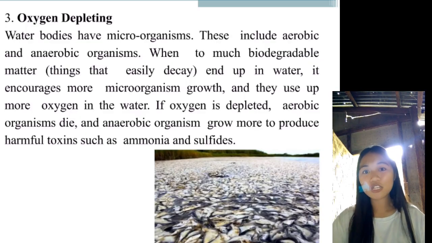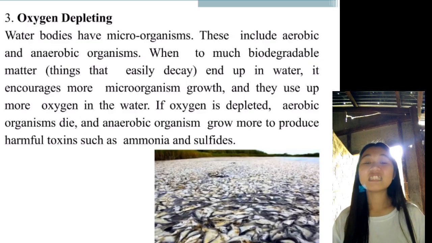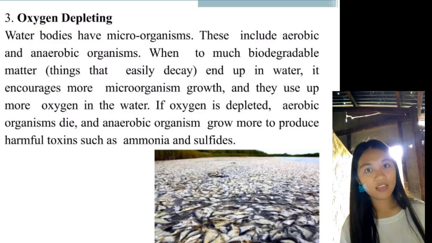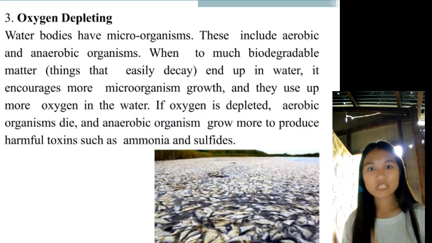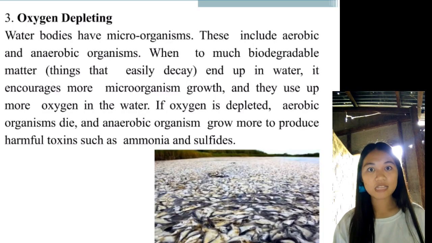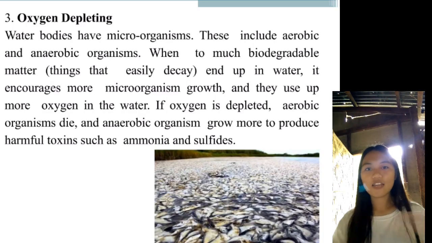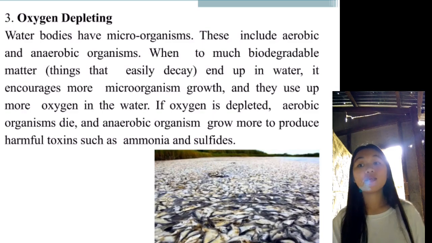So, there is a big impact. In the picture, you can see the fish or other organisms dead. There is just not enough oxygen to sustain that ecosystem, and there are also harmful toxins in addition to that. The balance in that ecosystem is gone. So, that's what we call oxygen depleting.